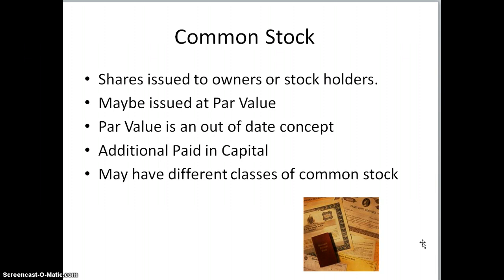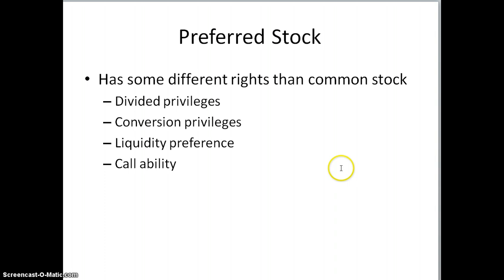So some of the stock will be called par value common stock, and some of it will be just held as additional paid-in capital. And you can have different classes of common stock. You may have A, B, and C, and they may have different dividend preferential rates. It depends. You'd have to read the prospectus. There is preferred stock, and they sometimes have some different rights than common stock.